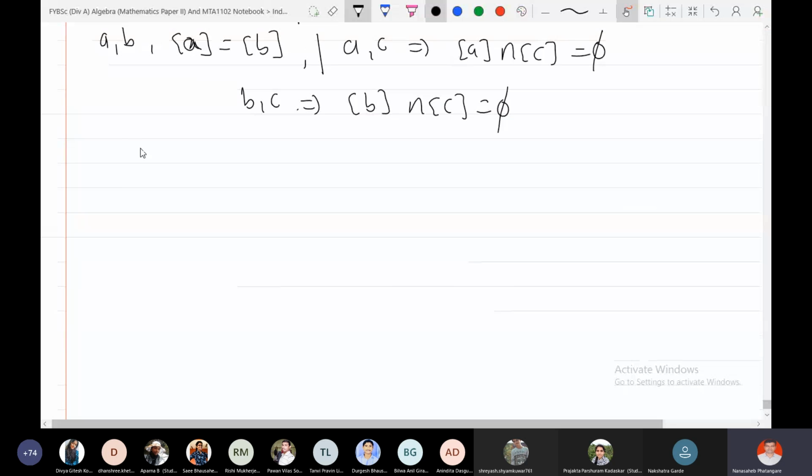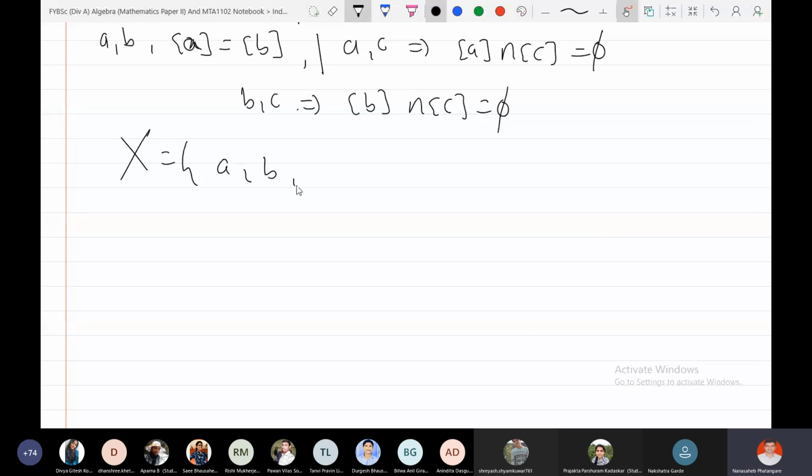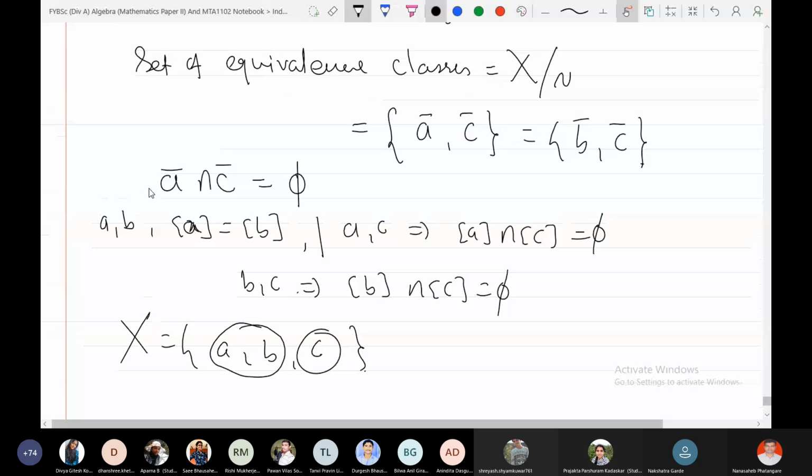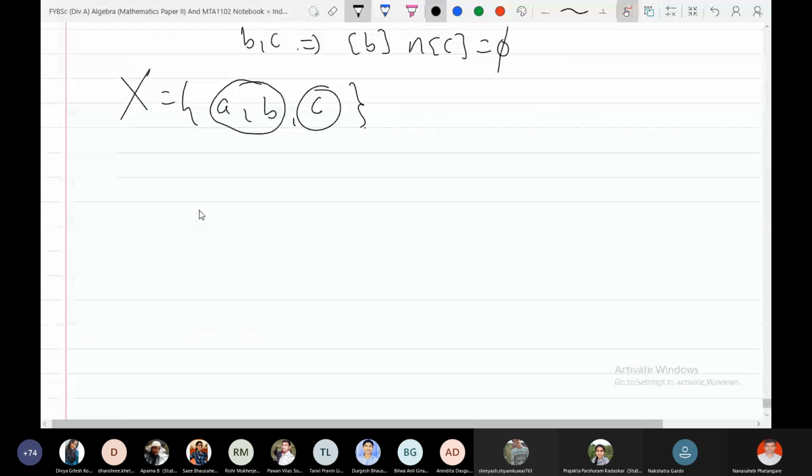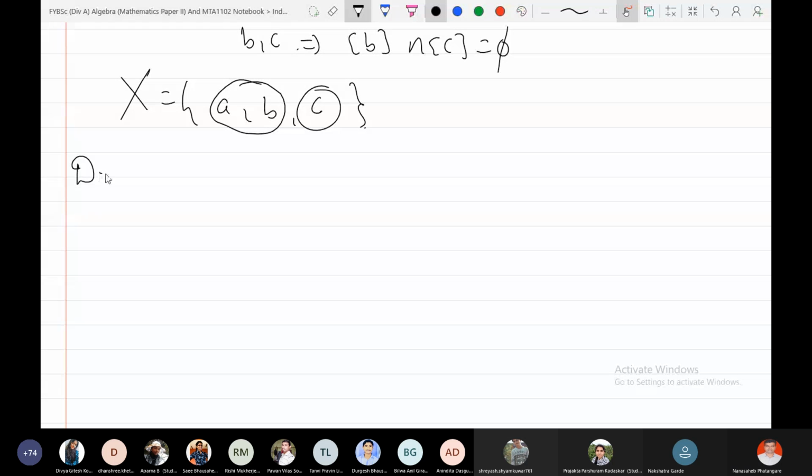And therefore, if you look at the set A, B, C, this set gets partitioned into two parts. So this is one part and this is another part. These two will come together, A and B, and C is separated. The set gets partitioned. Before that, I want to make a definition.